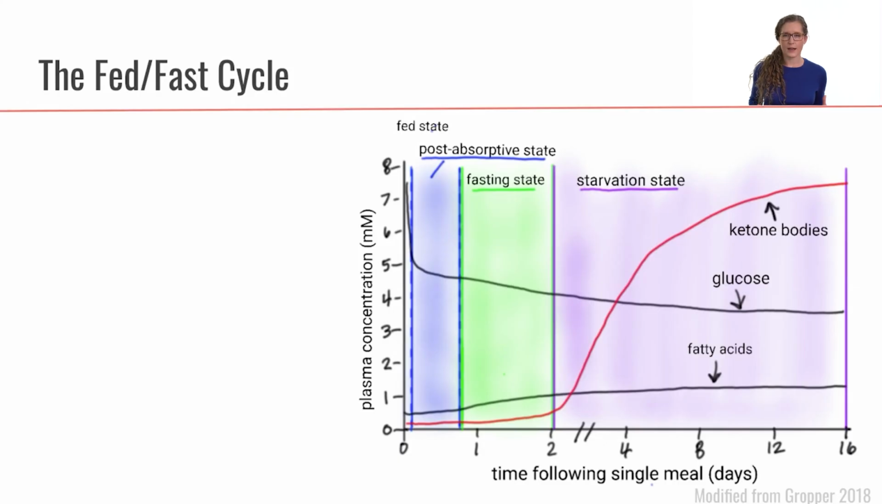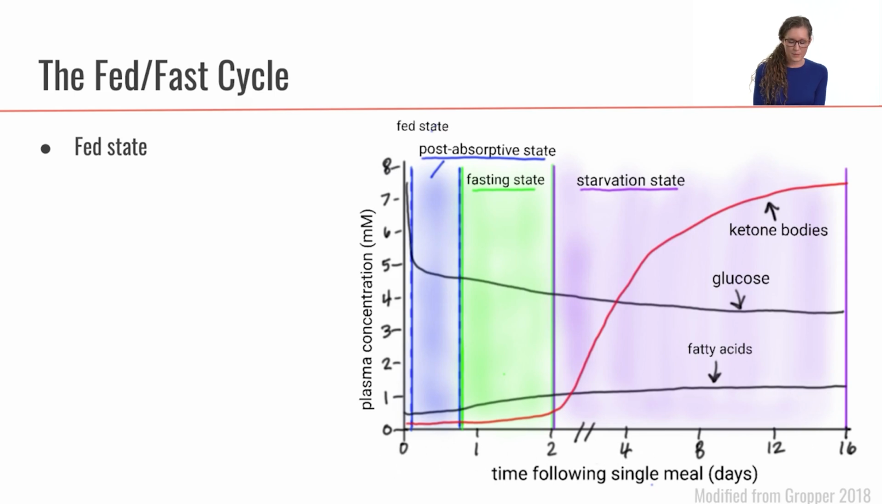So now let's talk in more detail about what happens when we eat versus periods of not eating, the fed-fast cycle. So I'm going to orient you first to this graph. Along the y-axis, we're looking at plasma concentration of different molecules. And along the x-axis, we are looking at time following a single meal. I just want to point out that this is measured in days in here.